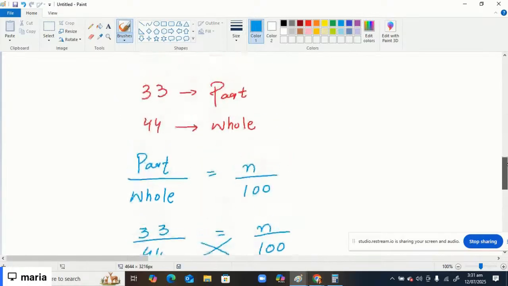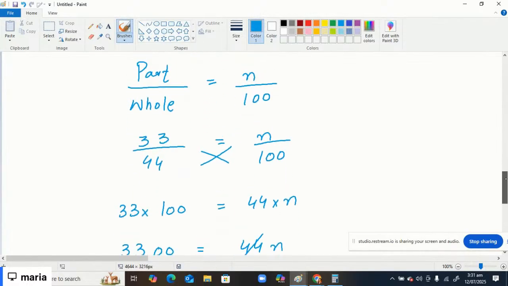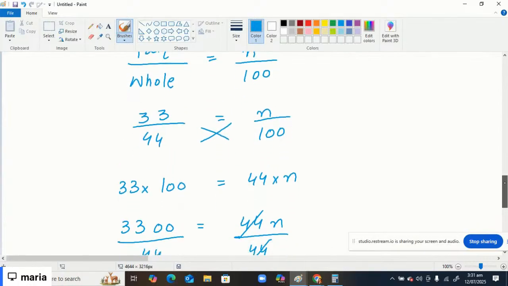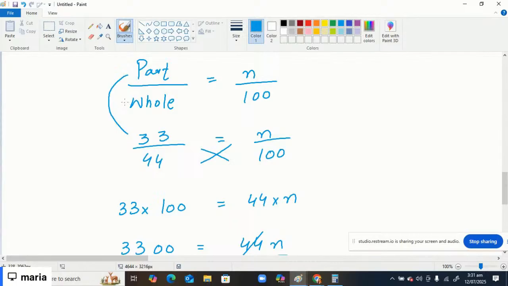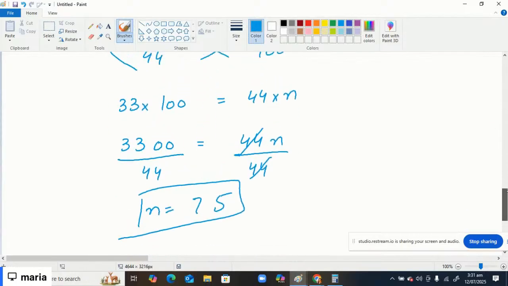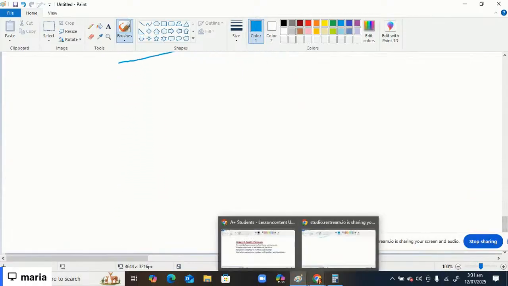So this is the proper way that we solve it. Part is given, whole is given. So part over whole, that is n over 100. So just put the values in both sides. Part is this one, whole is this one. And now 33 times 100, and this is the way n is equal to 75.